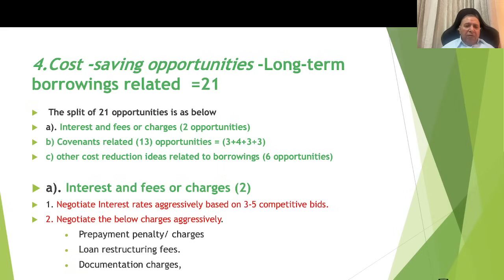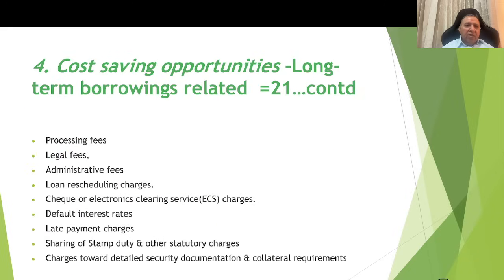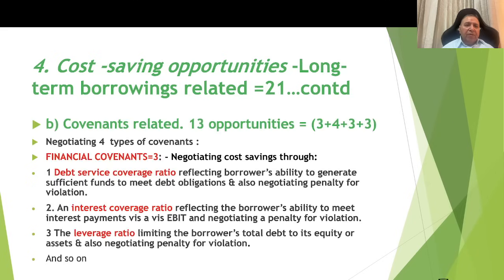Number 1, the opportunity is to negotiate the interest rates aggressively based on at least 3 to 5 competitive bids. Number 2 is negotiating the below charges very aggressively: the prepayment penalty charges, restructuring fees, documentation charges, processing fees, legal fees, administrative fees, loan rescheduling charges, cheque or electronic clearing charges, default interest charges, late payment charges, sharing of the stamp duty or other statutory charges, charges towards detailed security documentation and collateral requirements.